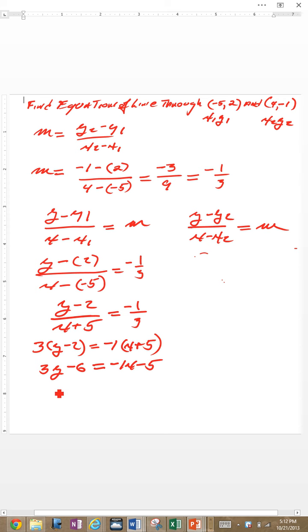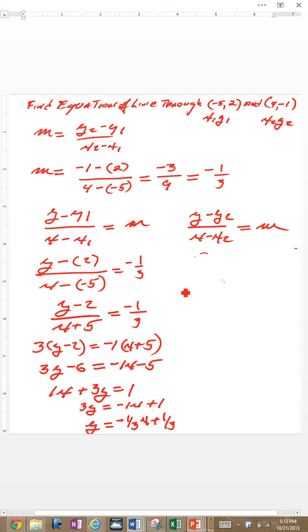Standard form calls for putting the x's and y's on one side, so negative 1x comes over as positive 1x with the 3y, adding the 6 to both sides will give us a 1. So here's our equation of our line in standard form. If you prefer, you can solve that for y, in which case you get 3y is equal to negative 1x plus 1. Dividing both sides by 3, we get y is equal to negative 1/3 x plus 1/3.